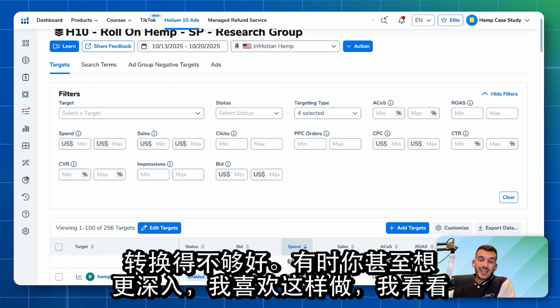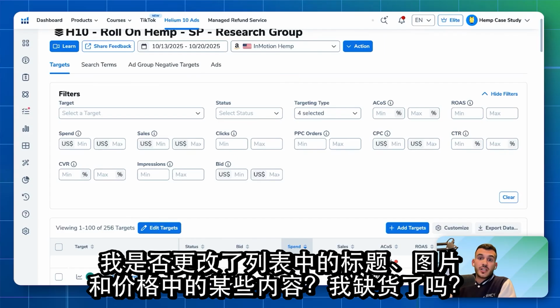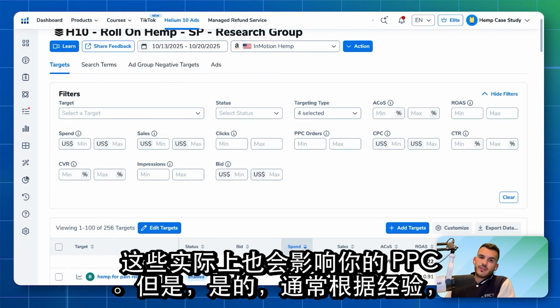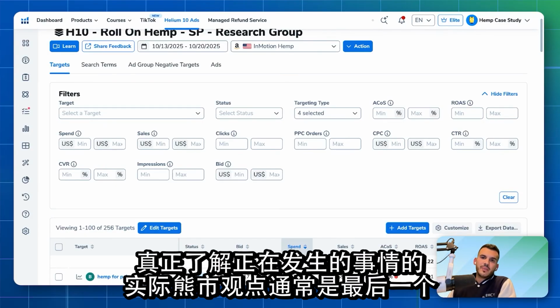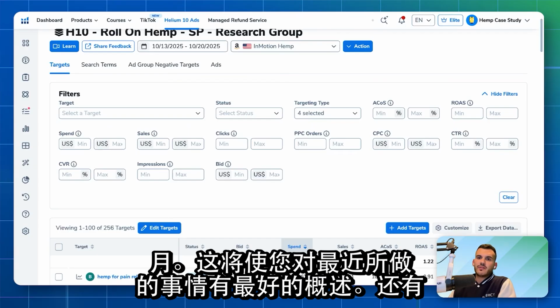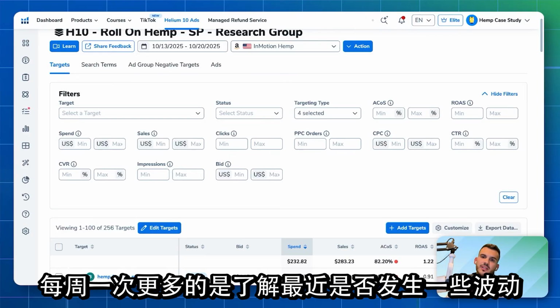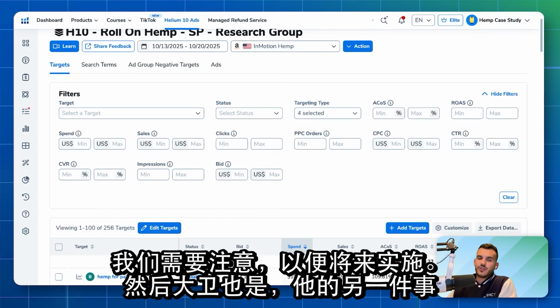Or sometimes, if you want to go even deeper, which I like to do, I have a look at whether I changed something on my listing: my title, my images, my price point? Did I go out of stock? These are things that can also influence your PPC. But as a rule of thumb, the better view for really understanding what's going on is usually the last month. That's going to give you the best overview of what has recently been done. And the weekly view is more to understand if there are some recent fluctuations happening that we need to be aware of for future implementation.